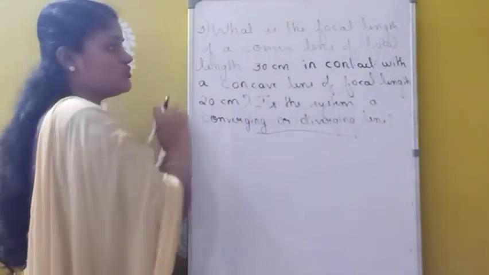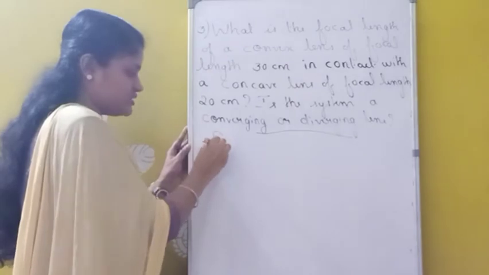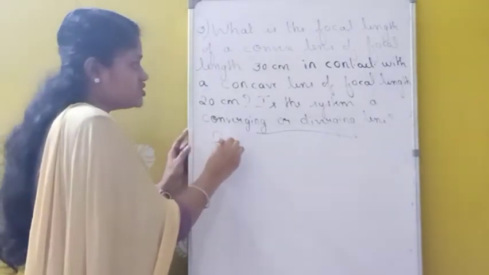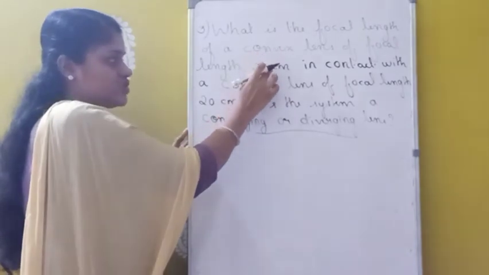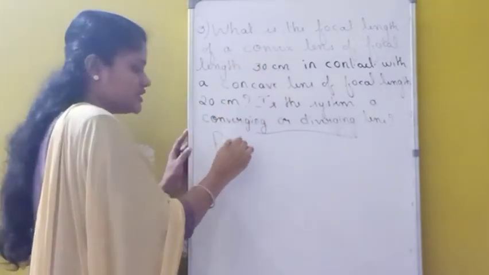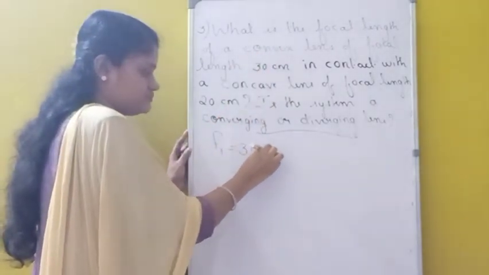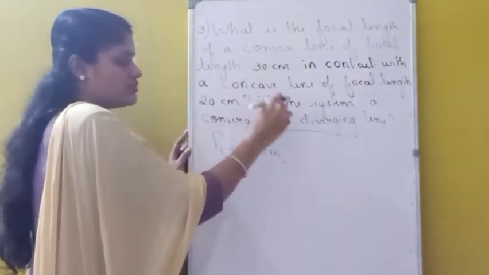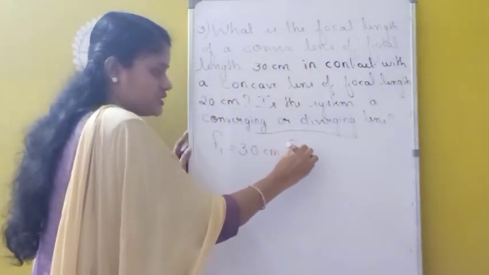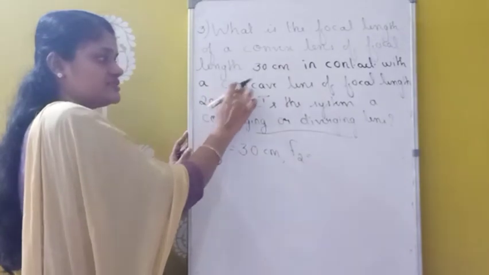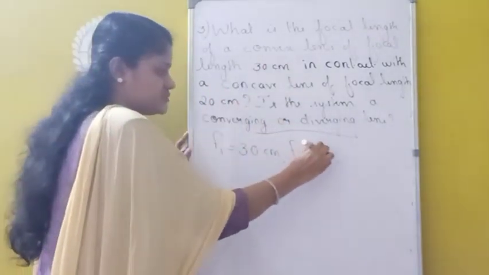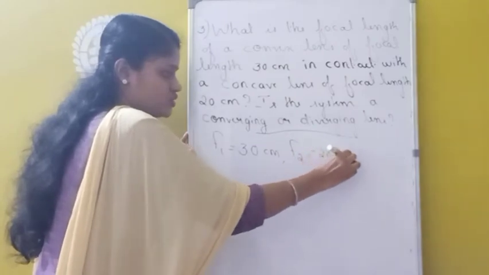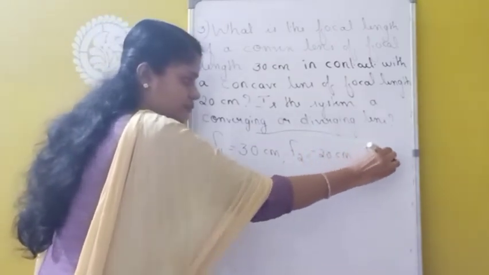First of all, what data is given? Focal length of the convex lens, I am taking as F1. So F1 is 30 centimeter, and it is plus only, because the convex lens focal length is always positive. Now the concave lens focal length I have taken as F2. For a concave lens the focal length is always minus, so F2 equals minus 20 centimeter. And we have to find the combination focal length capital F.